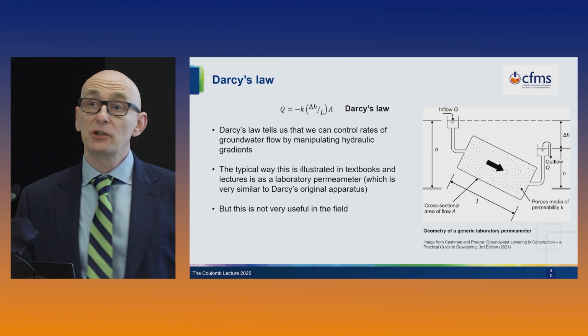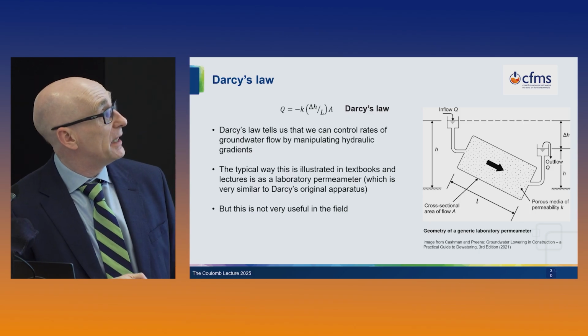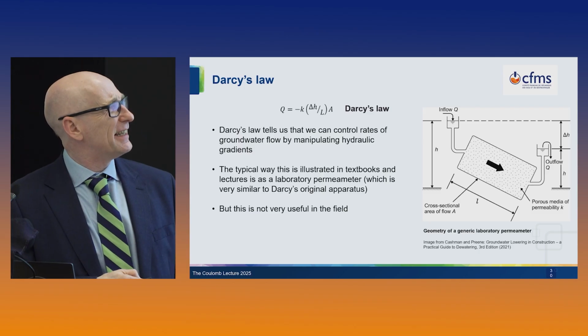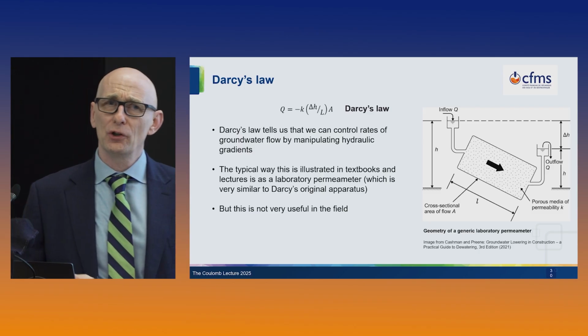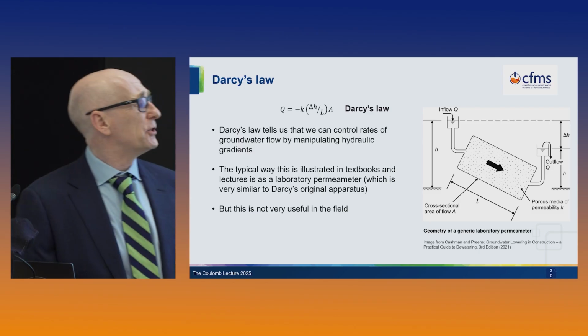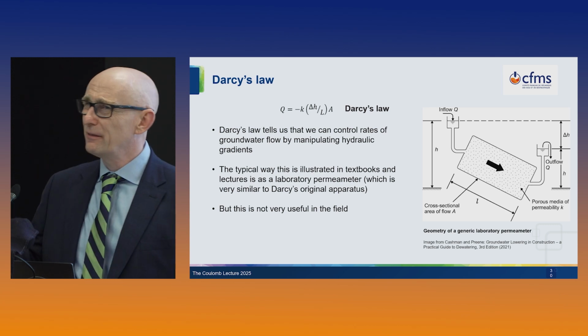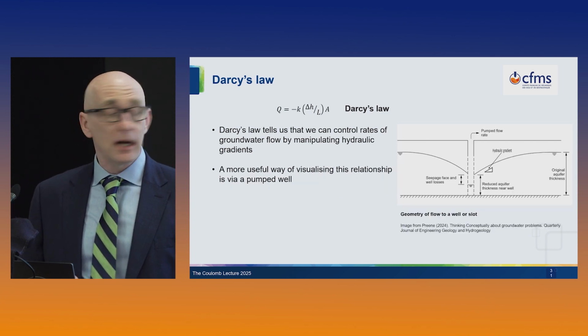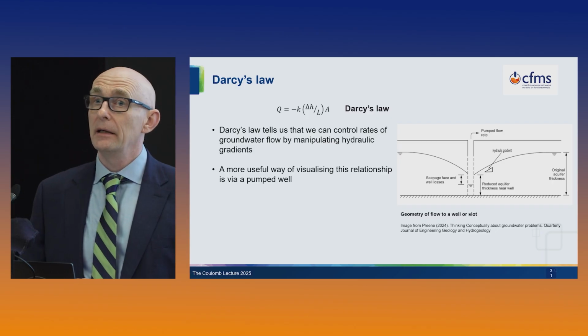The typical way this is illustrated in textbooks is this way. It's in the textbooks I've written, and most textbooks do. And it's some sort of generic version of Darcy's actual experiment, but it's not terribly informative in the real world. I think this sort of diagram where we're visualising a well is much more informative.